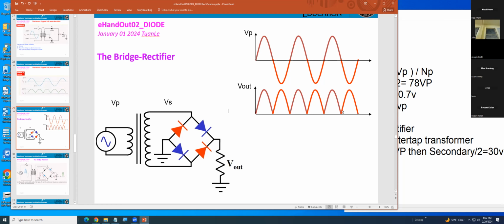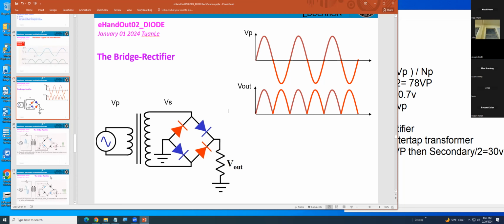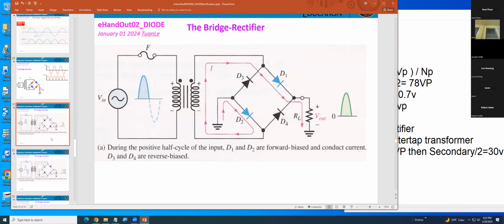Rectify both positive and negative, but it's much cheaper, unless you have found money, right? Now, see how they explain to you. Which diode will be on? Which diode will be off?